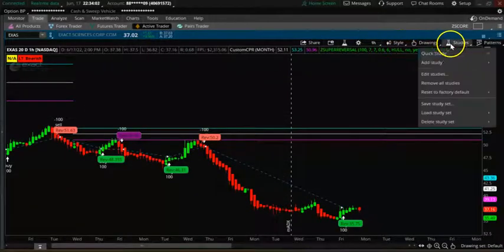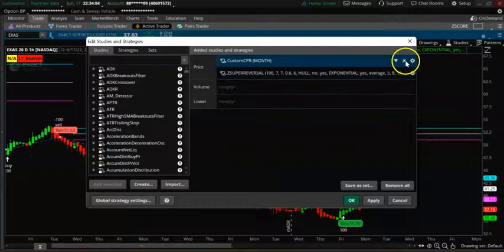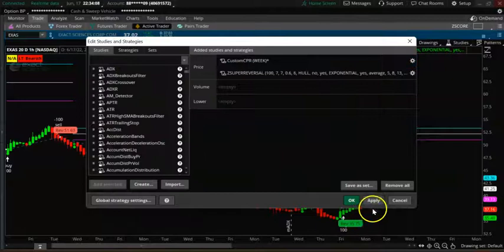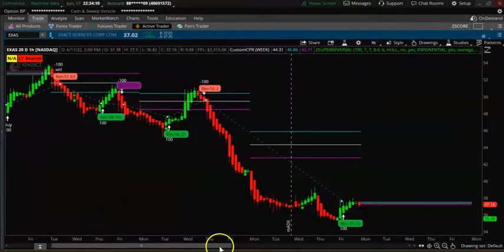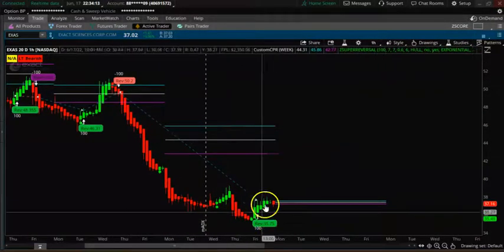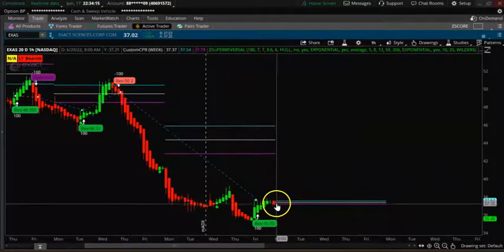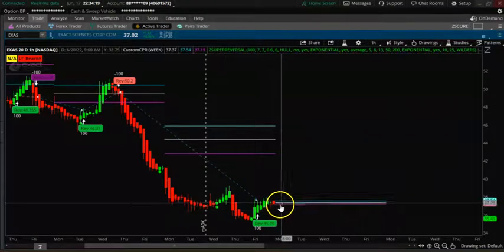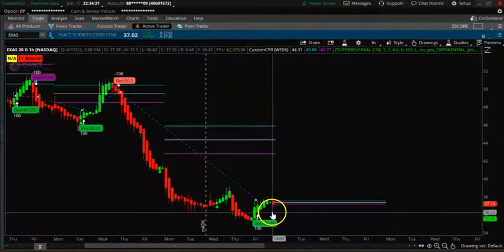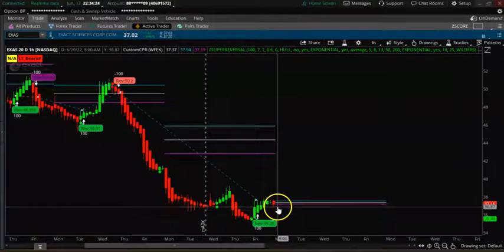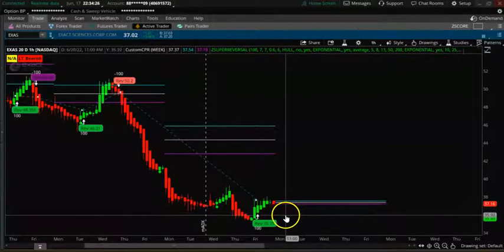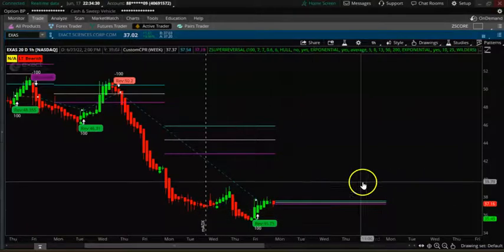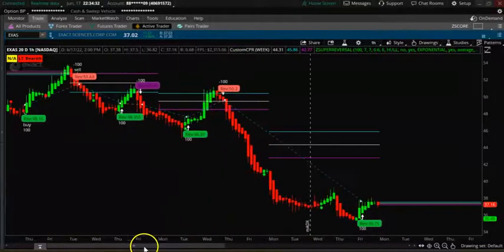So we want studies, edit studies. We want the weekly CPR. Okay, so here you can see that the CPR is just cutting across. So you want to wait for the candle to open below the CPR on a red candle with a lower wick, no upper wick. Okay, so that will signal entry. So you can just take the entry once you see that kind of candle. Okay, the XX looks like a good setup.